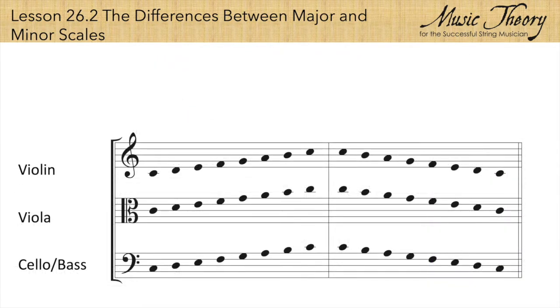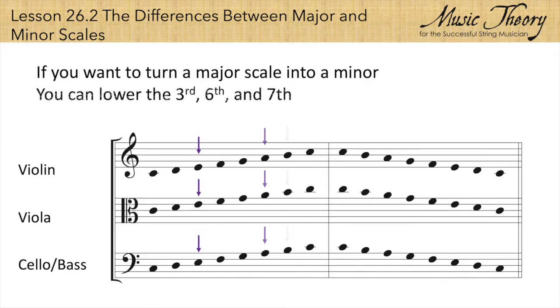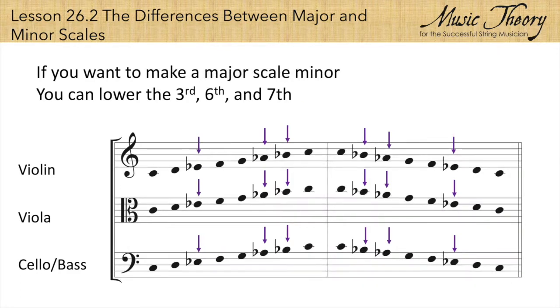So if you want to take a C major scale and make it minor, the way to do that is to take the third, sixth, and seventh and lower them. In a C major scale, these notes are natural. So to lower these notes, we'd have to add flats.